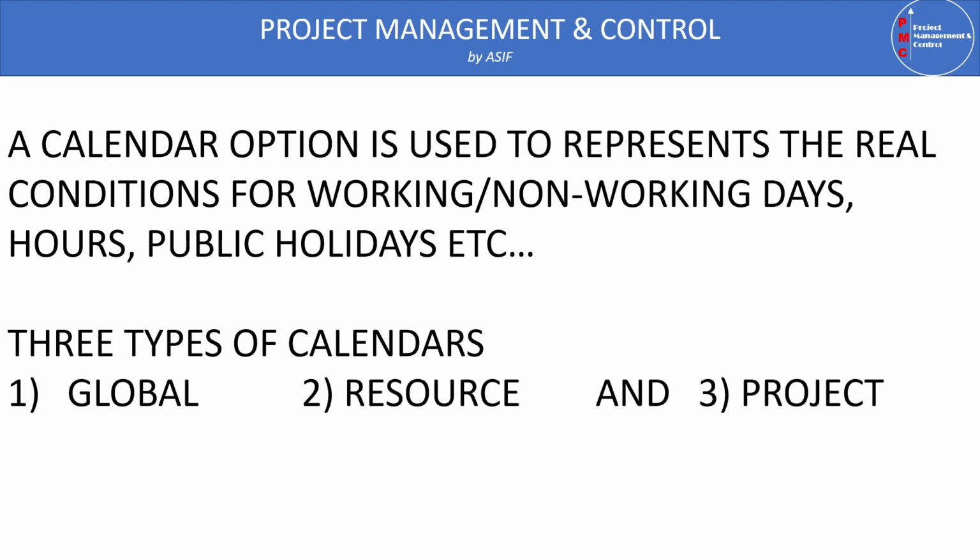When we are defining the project in Primavera, Primavera offers us three types of calendars, which are global, resource, and project calendars. So let's see what they are.